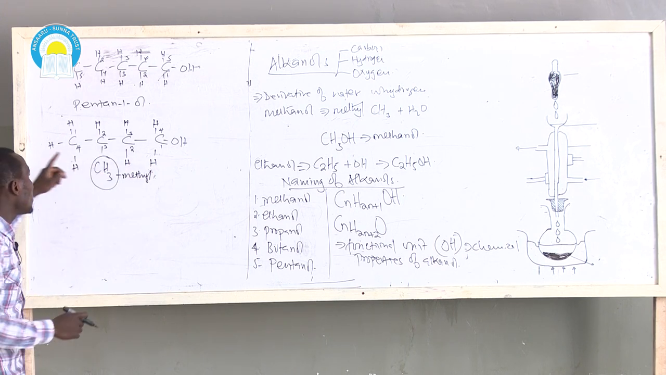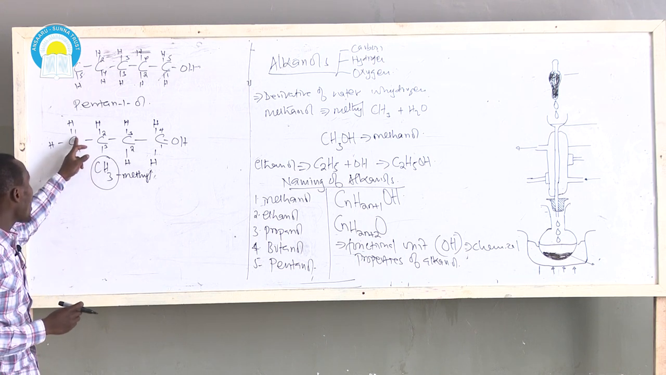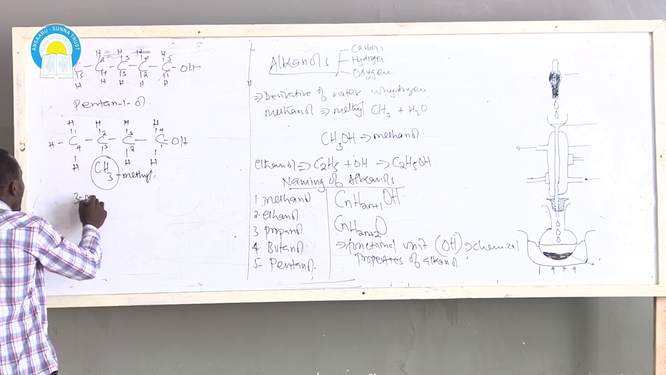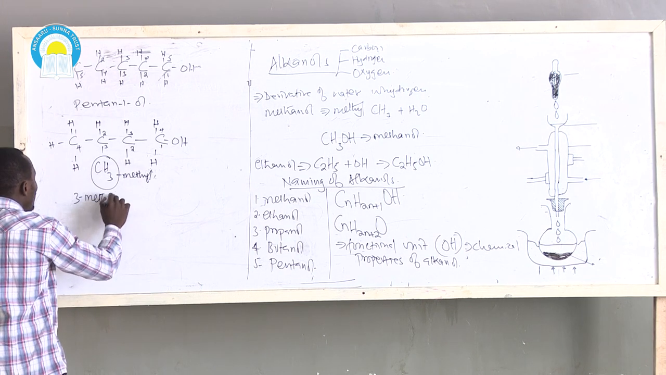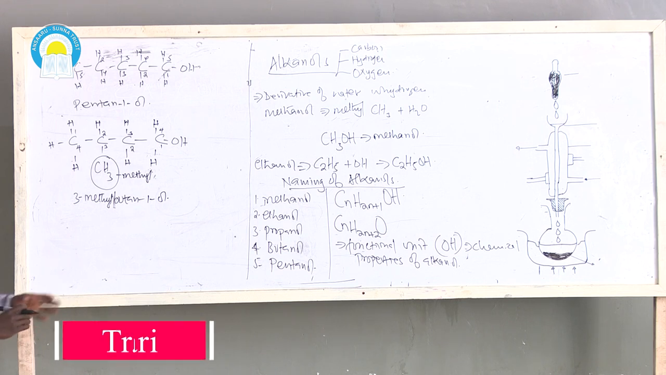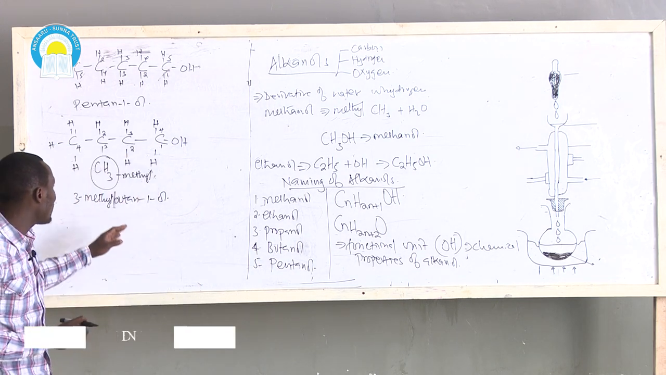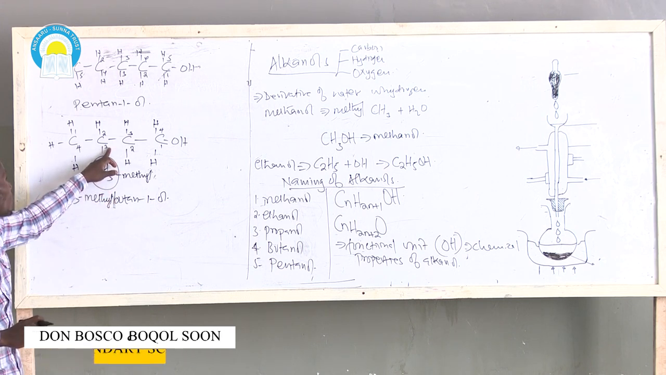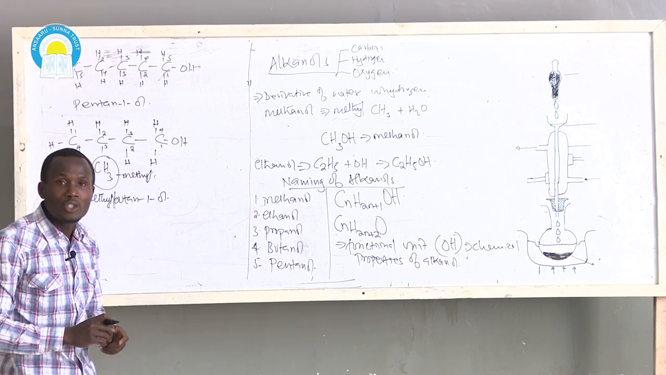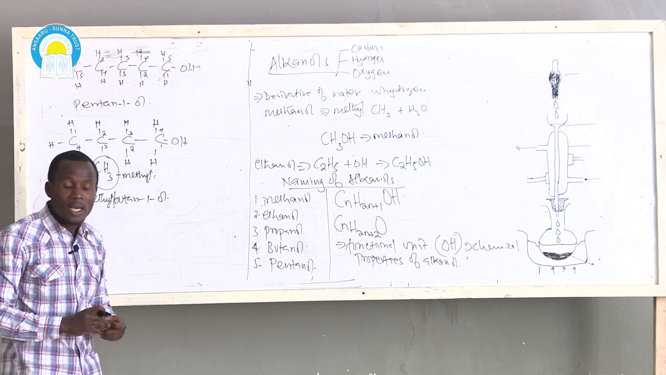Therefore, when it comes to naming, the parent name is given with the chain containing the longest number of carbon atoms, which are 1, 2, 3, 4, four carbon atoms, that is butanol. Therefore, we name this one as butan-1-ol. But since we have the methyl, and the position of the methyl is found on carbon number 3, we name it as 3-methyl-butan-1-ol.